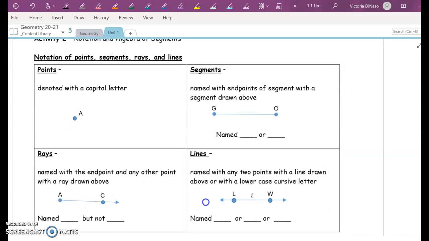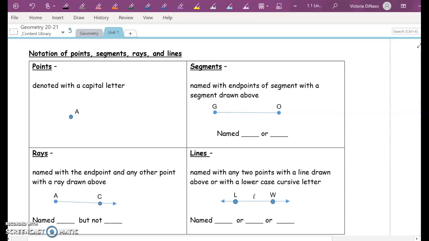In this next activity, we're going to learn how to notate points, segments, rays, and lines. So our definition of a point, it's just denoted with a capital letter. That's not exactly a definition, but we have points that are on the ends of segments. We have them on the ends of rays and through a ray. We also have them along a line.